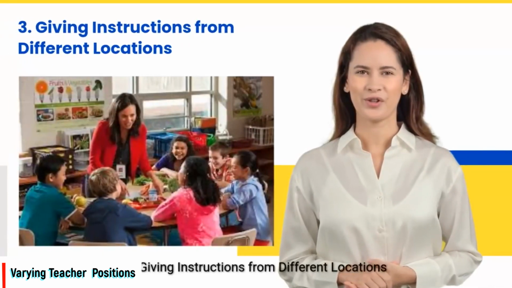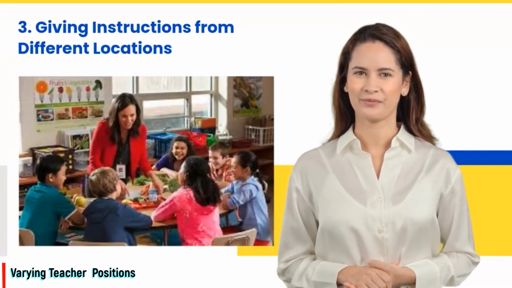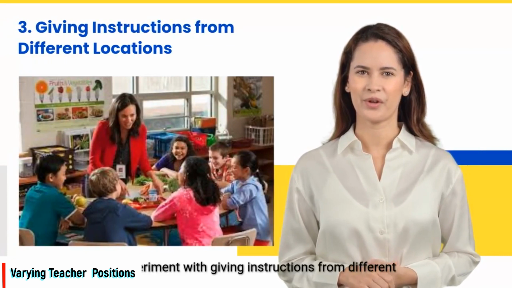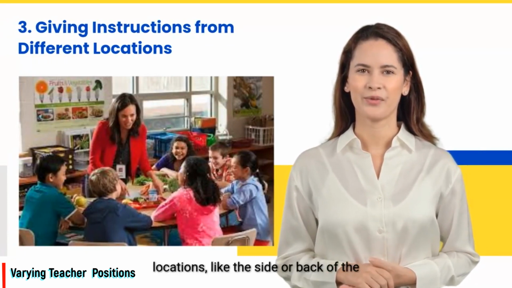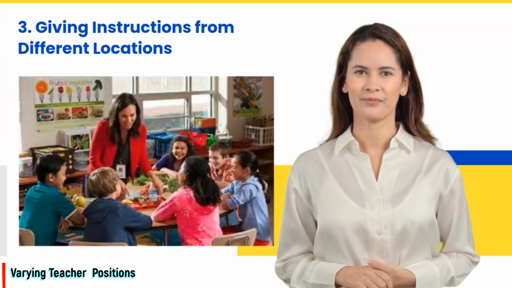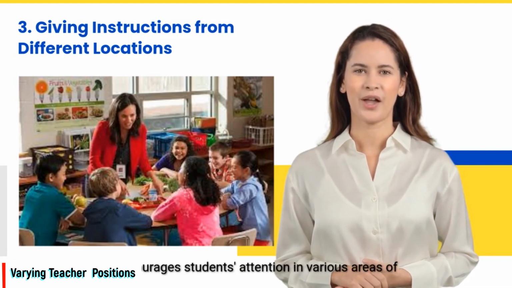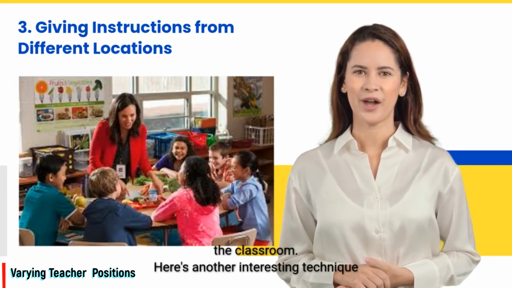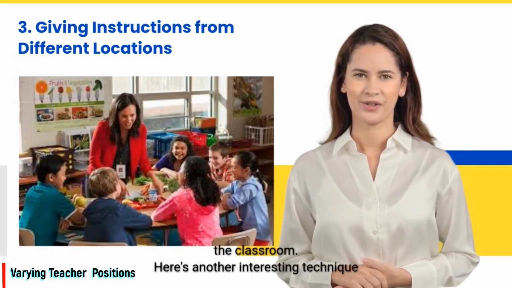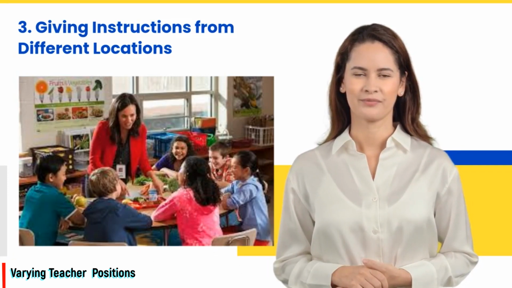3. Giving instructions from different locations. Experiment with giving instructions from different locations, like the side or back of the room. This helps distribute the teacher's presence and encourages students' attention in various areas of the classroom. Here's another interesting technique to try.